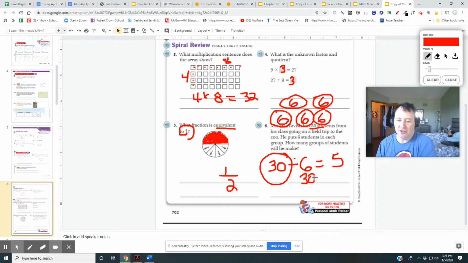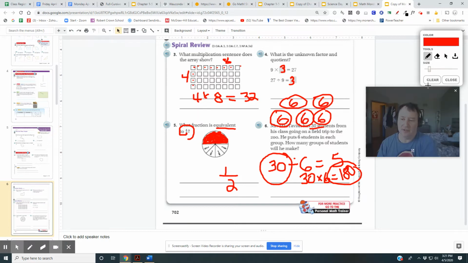Sometimes someone might try 30 times 6, which would be 180. How many groups of students? Well, that doesn't seem like it would make sense. He wouldn't make 180 groups because there's only 30 students.